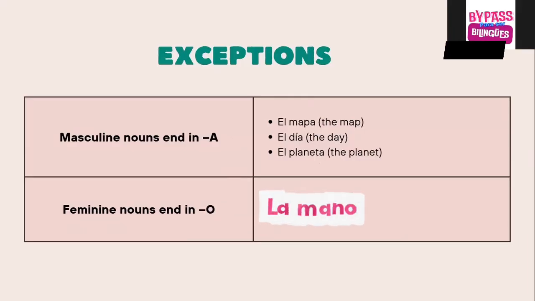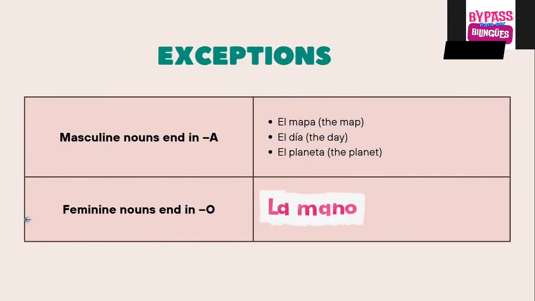Now, of course, Spanish always has exceptions, but don't worry, it's so easy for you. For example, there are masculine nouns that end in A. For example, el mapa, el día, and el planeta. You can notice that these words end in A, but these words are exceptions and are masculine nouns. For example, el mapa, and here you have the translation.